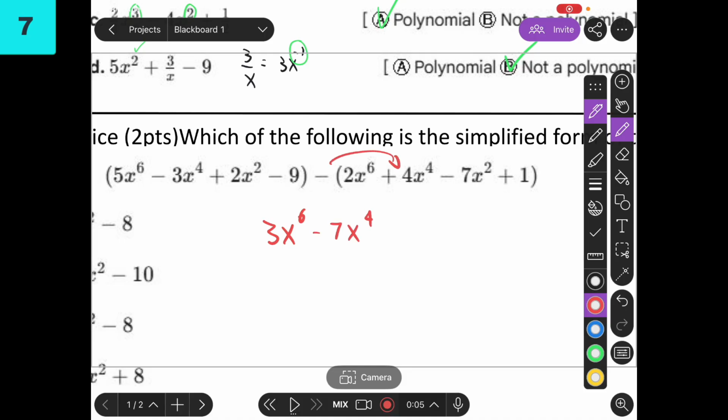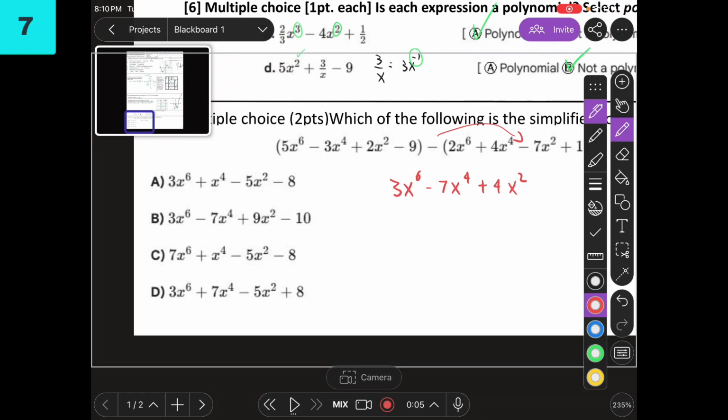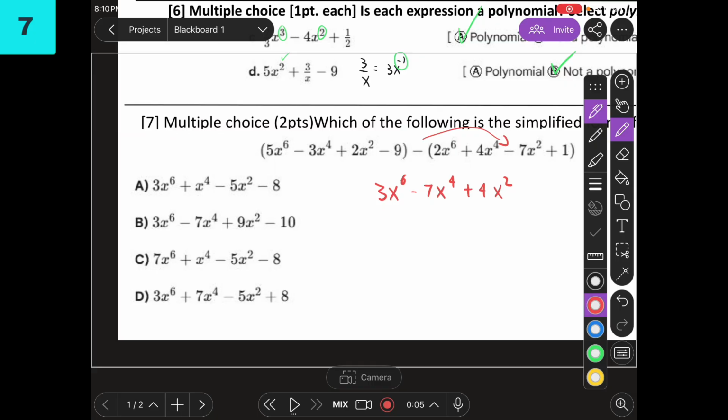because I distribute the negative. Next up I have 2x squared minus a negative, so plus 7x squared, because I'm distributing this negative. So negative 3 plus 7 gives me positive 4x squared. And without doing the last one, I can already tell which one it's going to be.